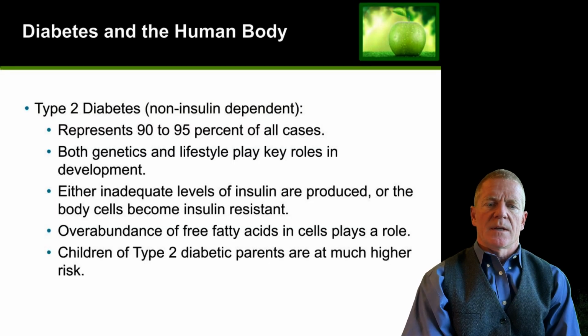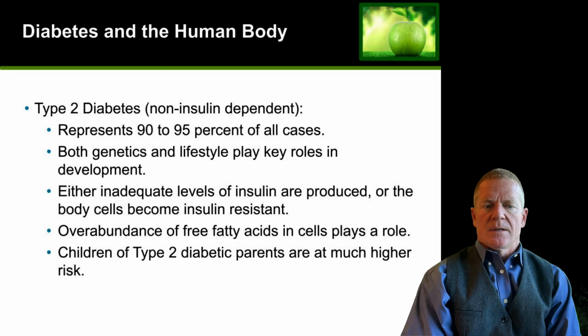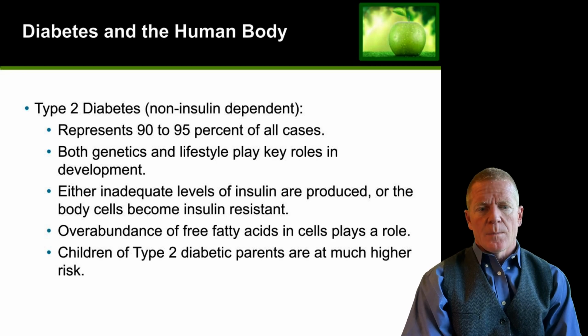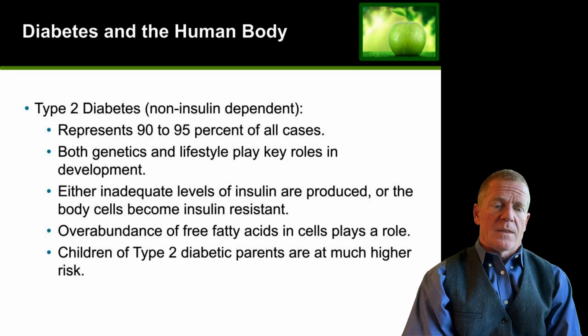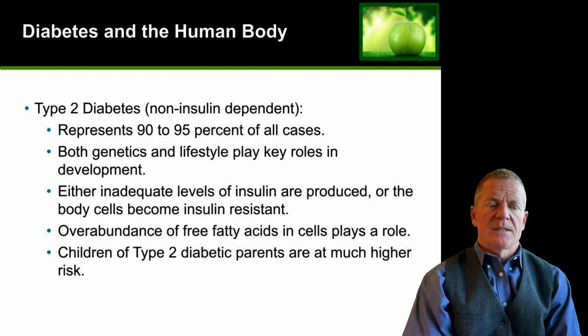Type 2 diabetes, on the other hand, is a non-insulin dependent diabetes. It's sometimes called adult onset diabetes, and represents 90 to 95% of all the cases of diabetes. There are genetic components to it, but lifestyle is the major factor that impacts onset of type 2 diabetes. In the case of type 2 diabetes, insulin is still produced by the pancreas, but the body becomes resistant to that insulin, in large part because fat cells no longer respond to the insulin that is present. That's due to an overabundance of fatty acids in the body.